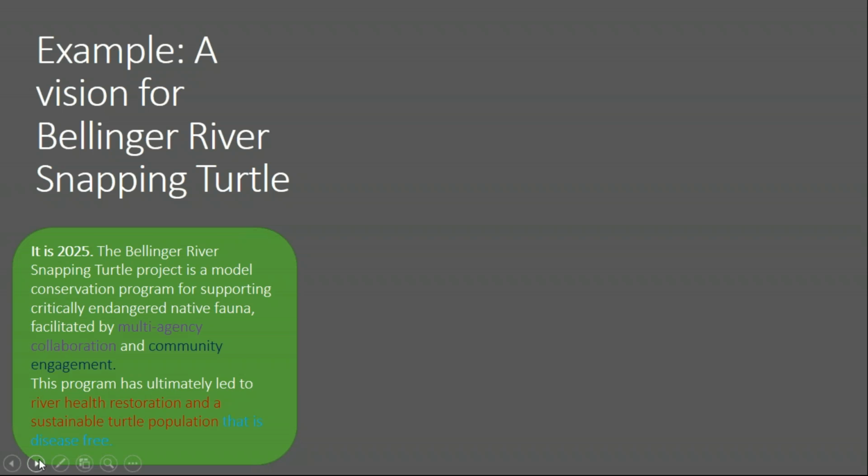Now you can see here that we've highlighted some themes that we're going to work with. Multi-agency collaboration was something important to people. Community engagement is important. The community has very strong views around this river about what should and shouldn't happen there, so really making sure that the community are on board is key. And also river health restoration and a sustainable turtle population were very important. And a turtle population that is disease-free is in the vision here.